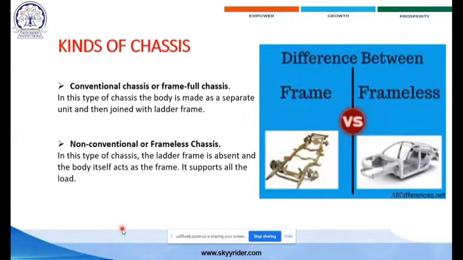Next, we just know about the use of the chassis, how it is applicable for our requirement, and then what kind of chassis is used. In conventional chassis, there are two kinds of chassis. One is the full frame chassis. Another one is the frameless chassis. You can say it another way, as a designer and manufacturer, conventional chassis and non-conventional chassis. What is the conventional chassis?